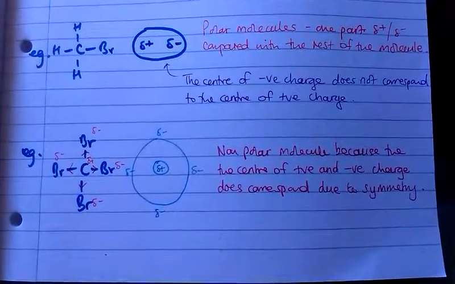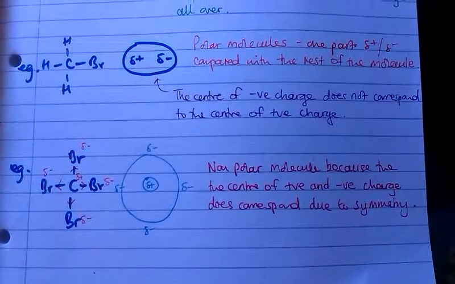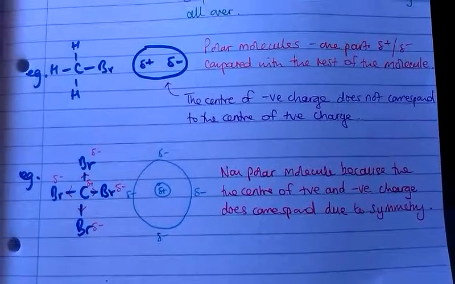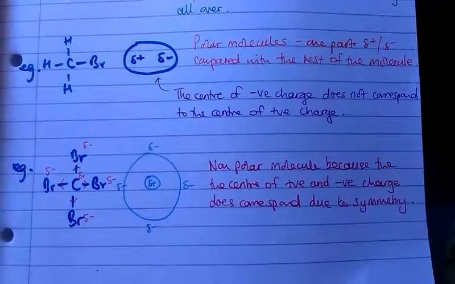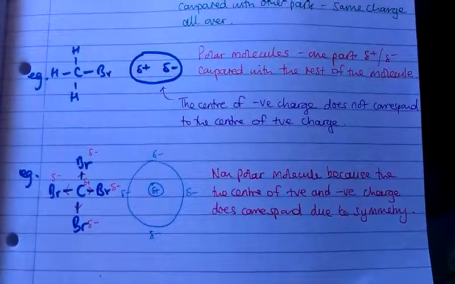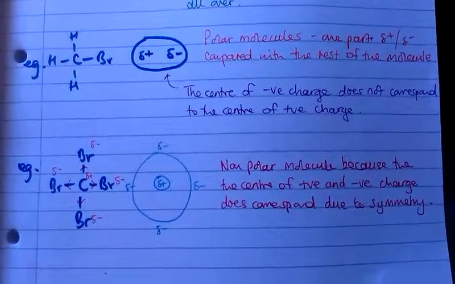Final example, if we have tetrabromomethane, even though it's got four carbon-bromine bonds, so all of them are polar bonds, the molecule as a whole is non-polar because the centre of positive and negative charges correspond due to the symmetry of the molecule.